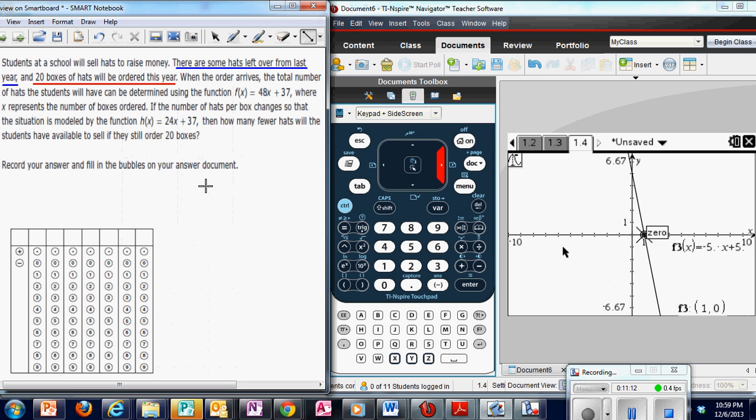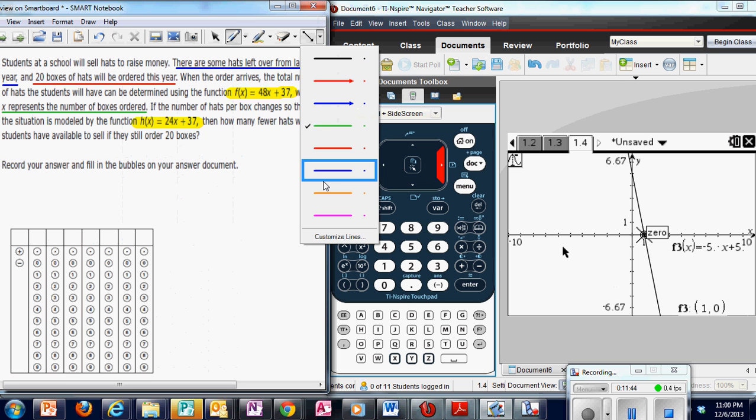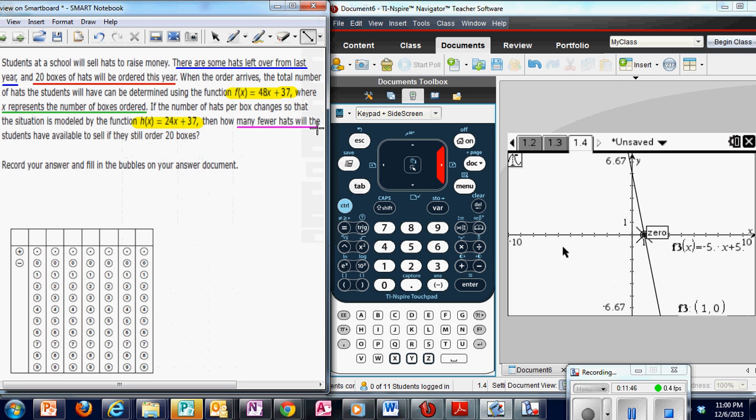When the order arrives, the total number of hats the students will have can be determined by the function f of x equals 48x plus 37, where x represents the number of boxes ordered. If the number of hats per box changes so that the situation is modeled with the function h of x equals 24x plus 37, then how many fewer hats will the students have available to sell if they still order 20 boxes?